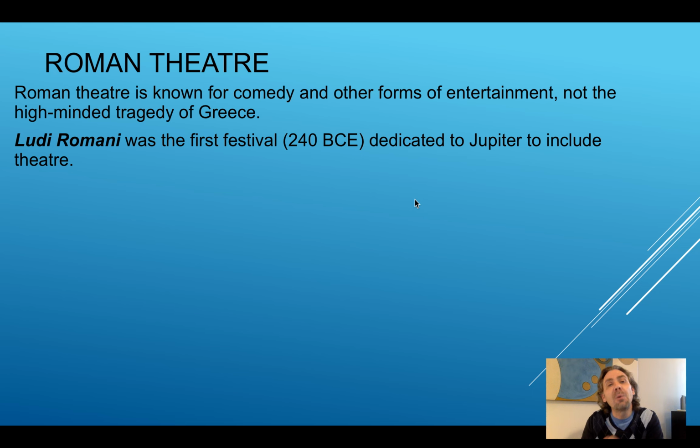The Ludi Romani is the first Roman festival dedicated to the Roman god Jupiter that included theater. And this began approximately 240 BCE. So we have Greek theater in existence for at least 2 centuries prior to theater being included in a Roman festival.